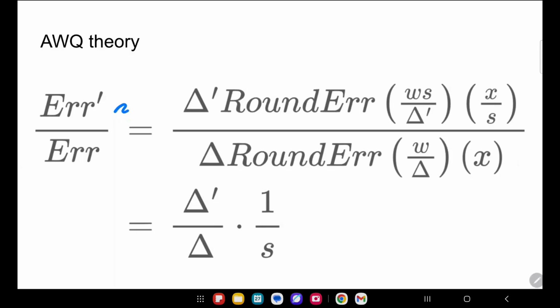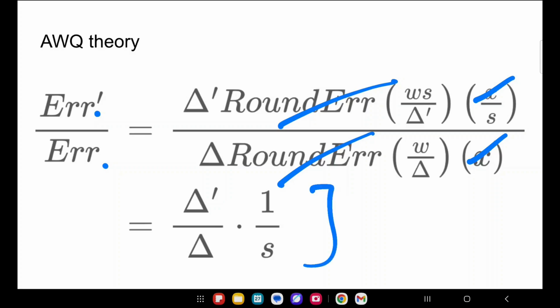So now we can do a comparison between error prime and error. We divide by both the forms. Because the expectation of the round error is the same, we cancel out the round error parts, and also x gets cancelled. So the remaining becomes delta prime by delta into 1 by s.